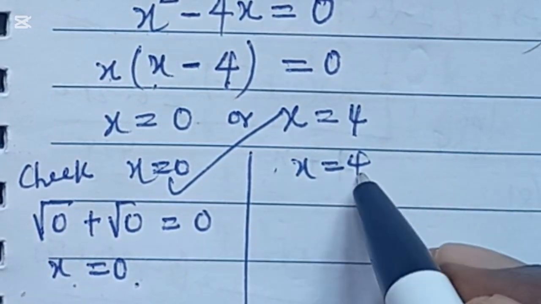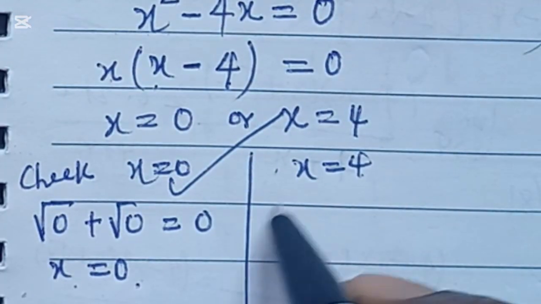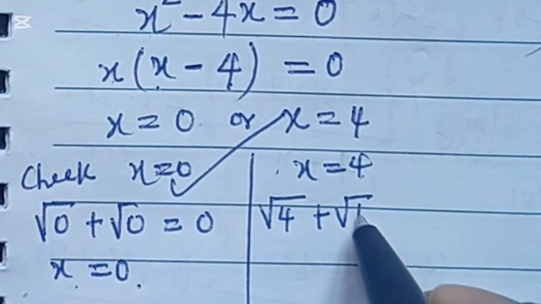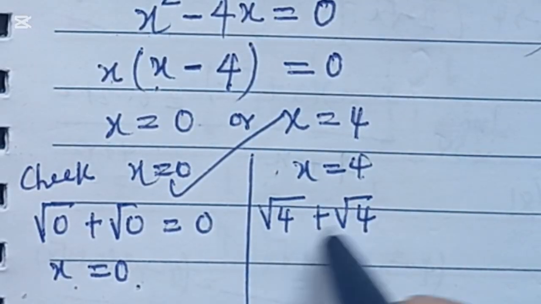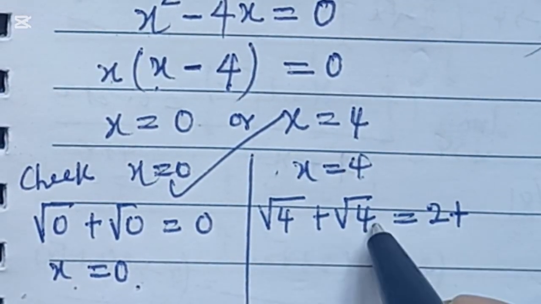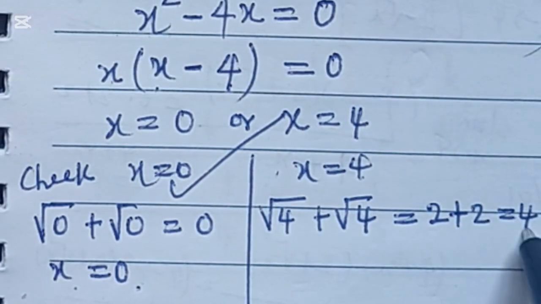Let's try x is equal to 4. On the left hand side we put the square root of 4 plus the square root of 4. That's the square root of x plus the square root of x. Okay, square root of 4 is 2 plus square root of 4 again is 2, and this gives us 4 on the left hand side.